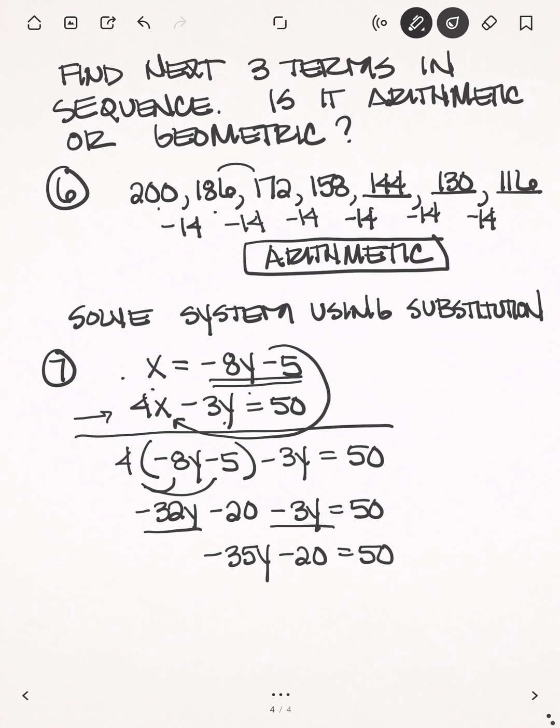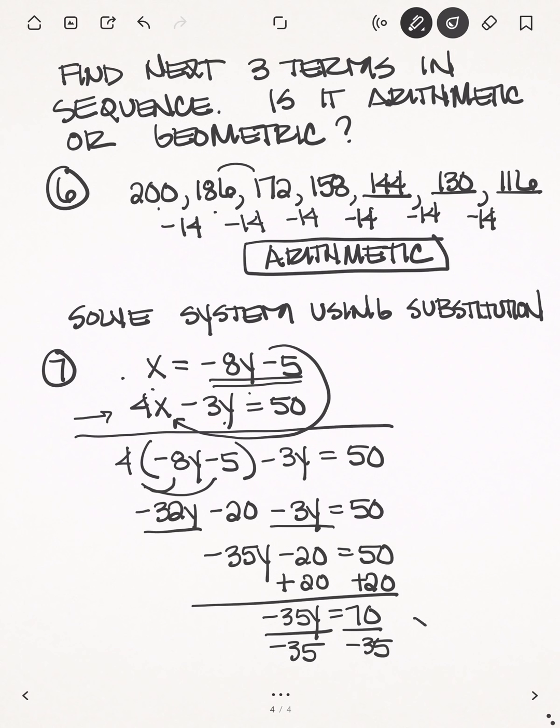To get y by itself now, I have to add 20 to both sides. And I get negative 35y is equal to 70. When I divide both sides by negative 35, I get y equals negative 2. Now I'm not done because remember, I need to find an ordered pair. So where do I put my negative 2? I put it right here because that's my y value.